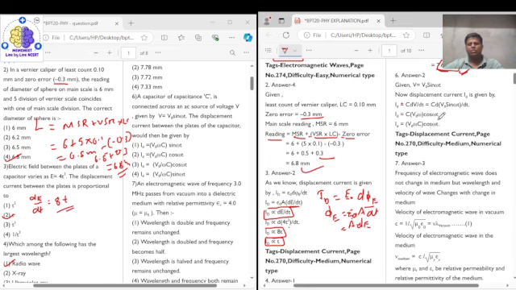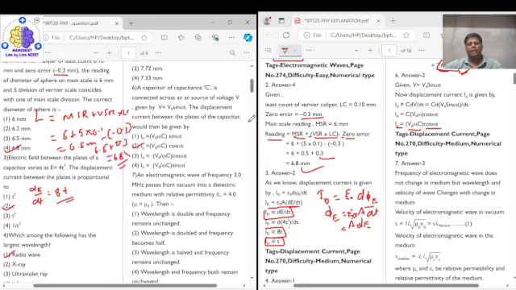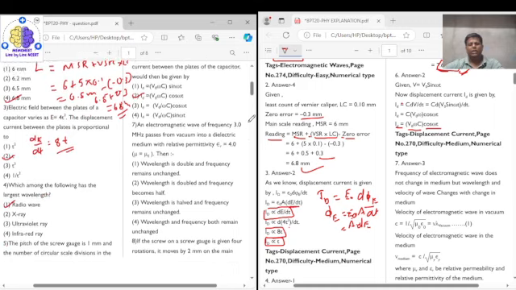V naught omega into cos omega t. So here we have i_d is equal to V naught omega C into cos omega t. What they are asking is the displacement current, so the displacement current will be this V naught omega C cos omega t, which is here in your option 2. The displacement current in the capacitor is C dV by dt, and option 2 is the correct answer for question number 6.